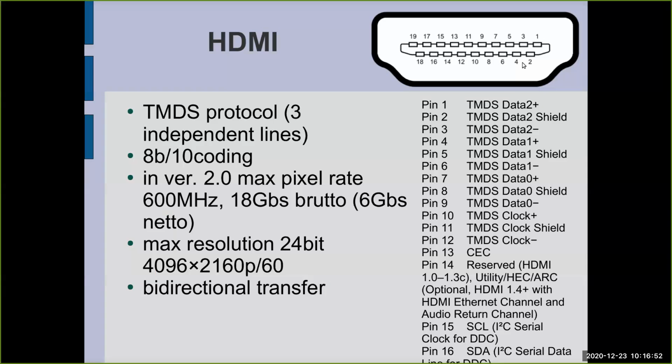Looking at the pinout, you can see that we have 3 lanes. So we have 3 data streams we are able to use in both directions. So we are able to send data to the device, and we are able to receive data in the opposite direction. What else? We have clock. So this interface is a synchronous interface.